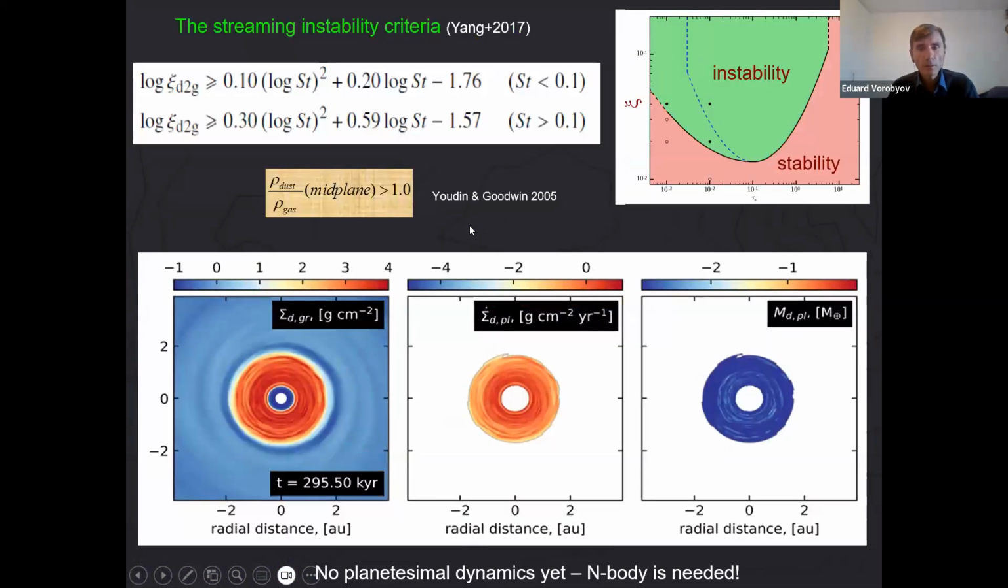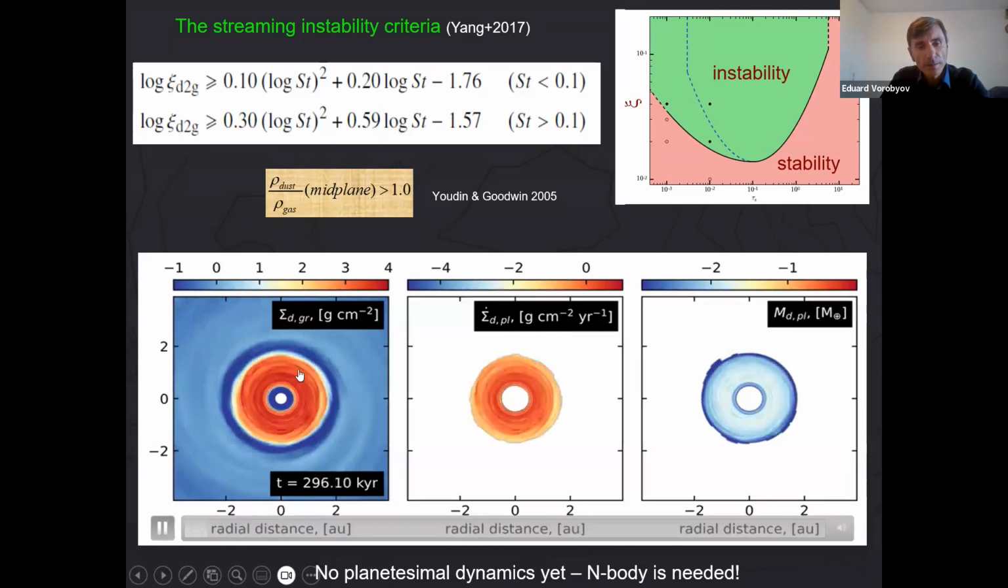We also can look at the disk regions where the streaming instability can work well. FEOSAD itself cannot model the streaming instability because the people who simulate the streaming instability insist that it should have a vertical dimension. So if it's a thin disk, we cannot really do that accurately. That's why we just apply some criteria that were derived from very sophisticated simulations of the streaming instability. So here it shows, for instance, this plane of instability in terms of the dust to gas ratio and Stokes number.